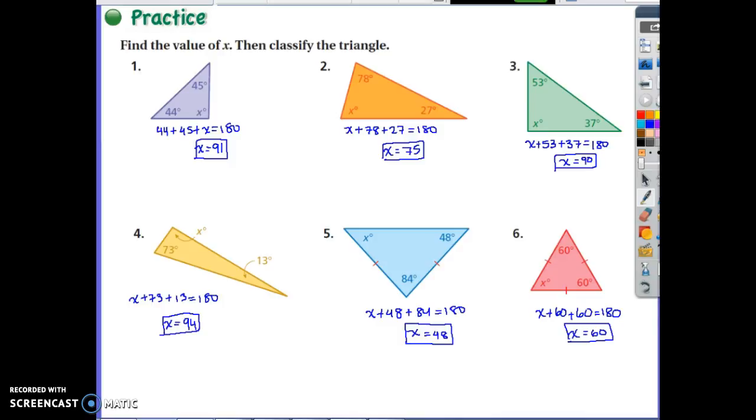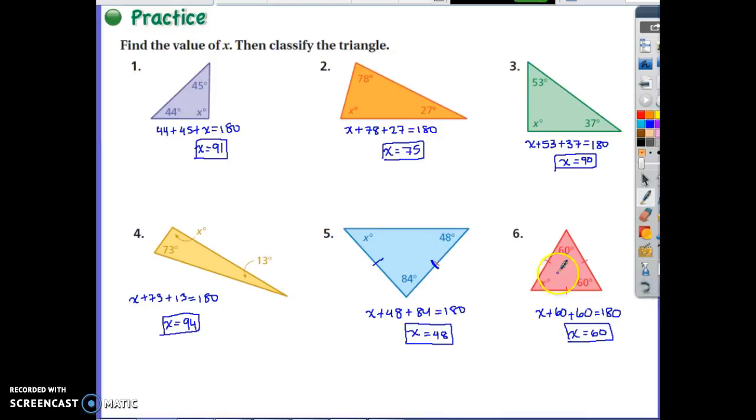Number 5, x is 48, and you might have been able to do this without even writing an equation, because if you notice, we do have an isosceles triangle. These two little red marks mean that those two sides are the same, so that means the opposite angles have to be the same as well. So x and 48 have to be the same. Or you could have written the equation like I did down here.